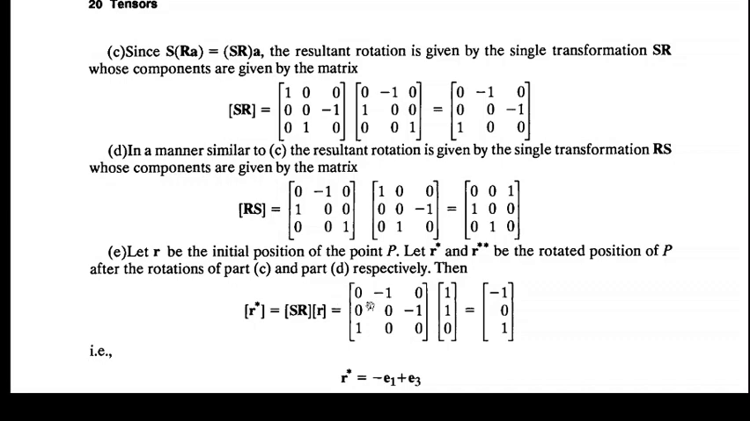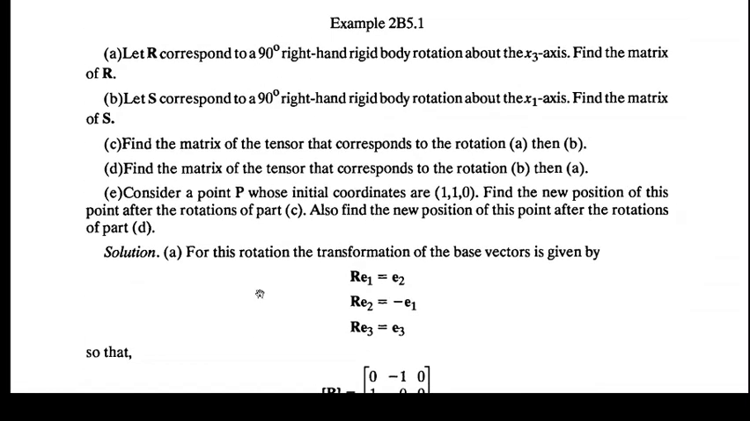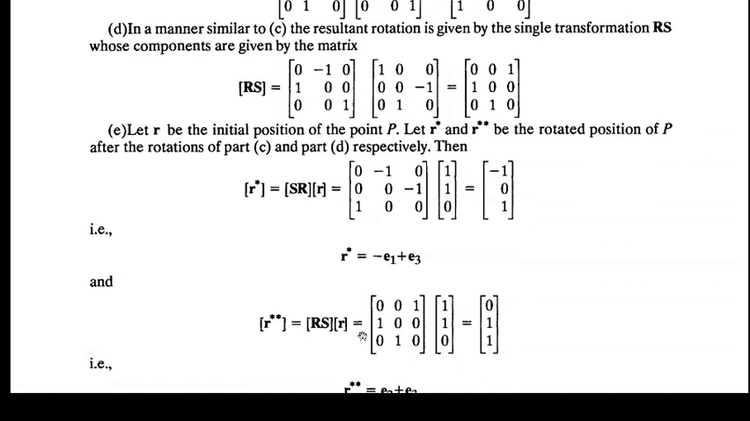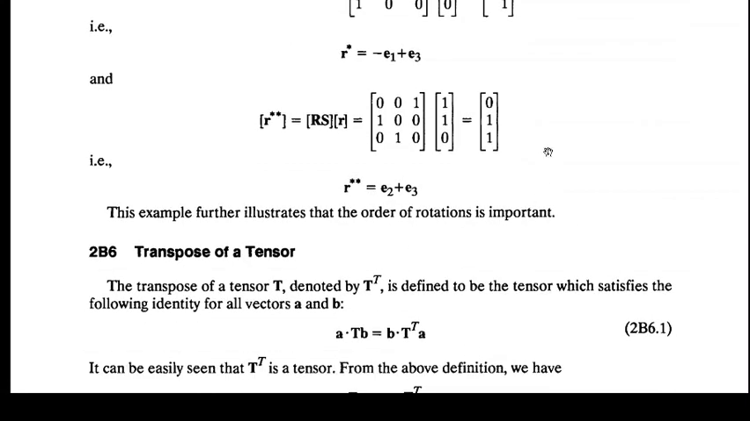And in part E you have to use this SR and RS to find the transformed vector. The vector is given, 1 1 0, so you have to find the new transformed vector using both C and D. So for C you use this SR acting on the vector, and for D you use this RS acting on the vector, and you will have the results. Do the questions from the exercise which are related to this topic.